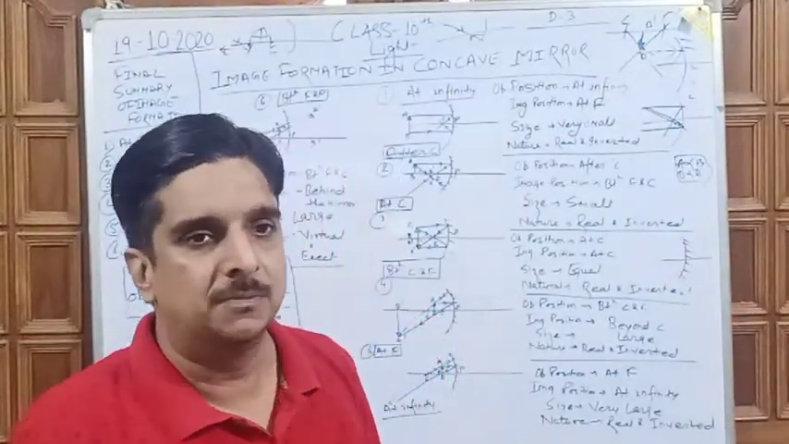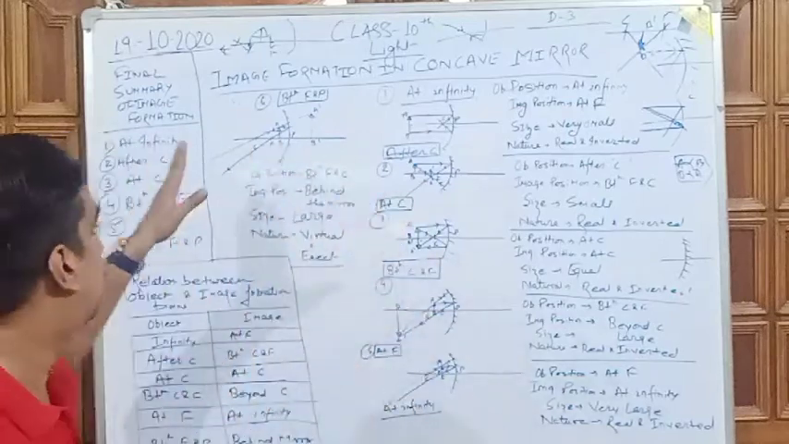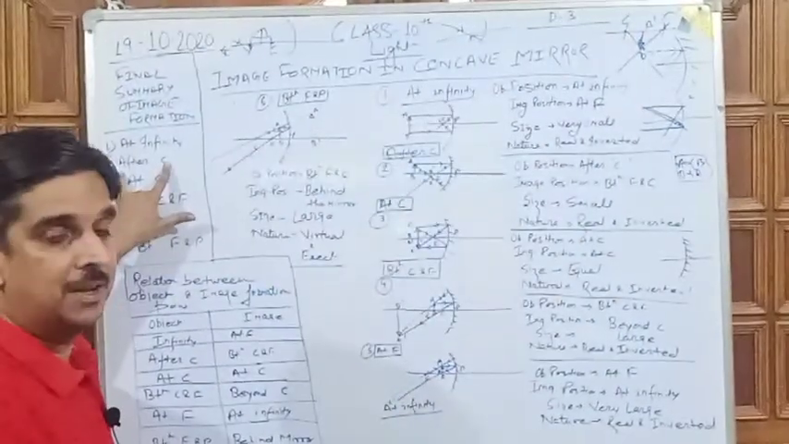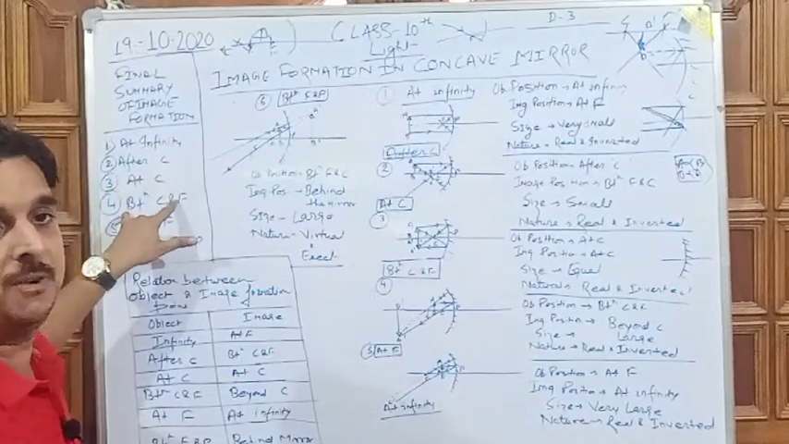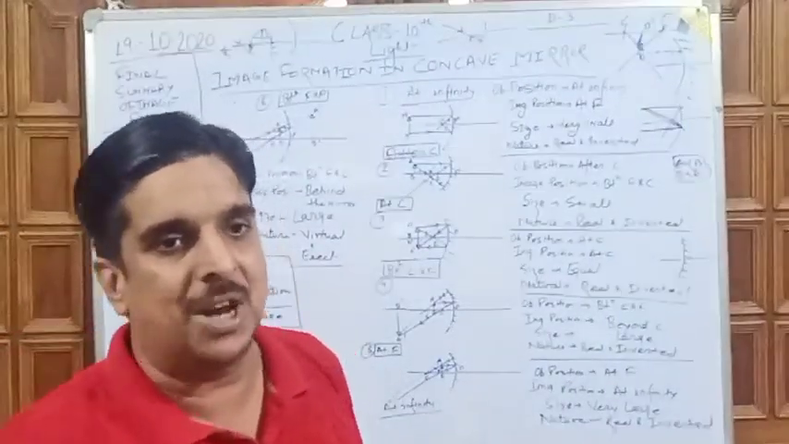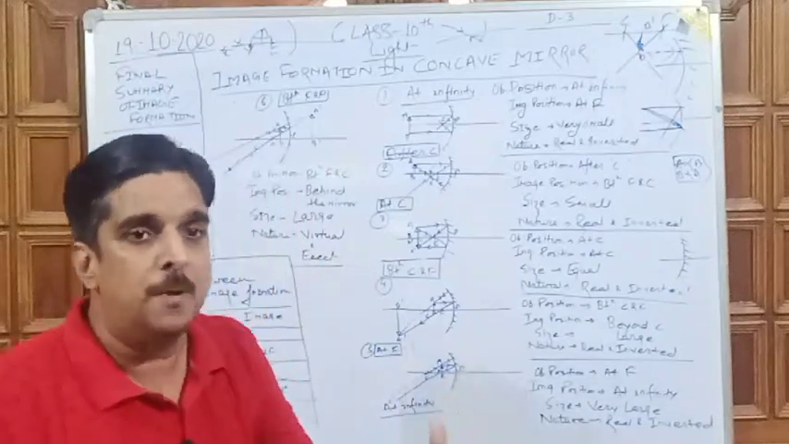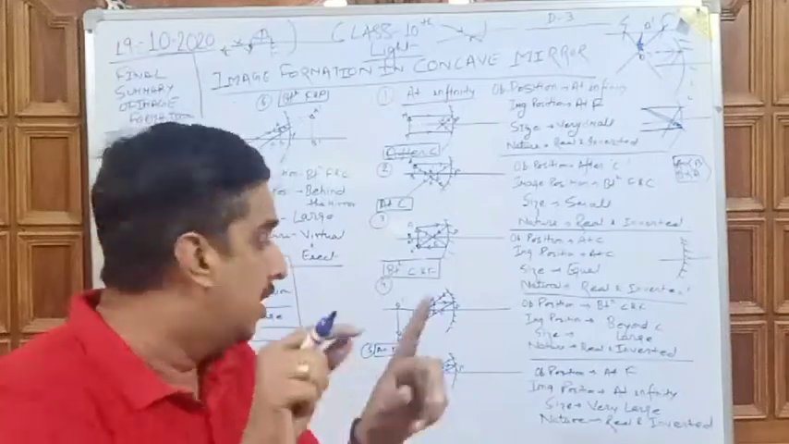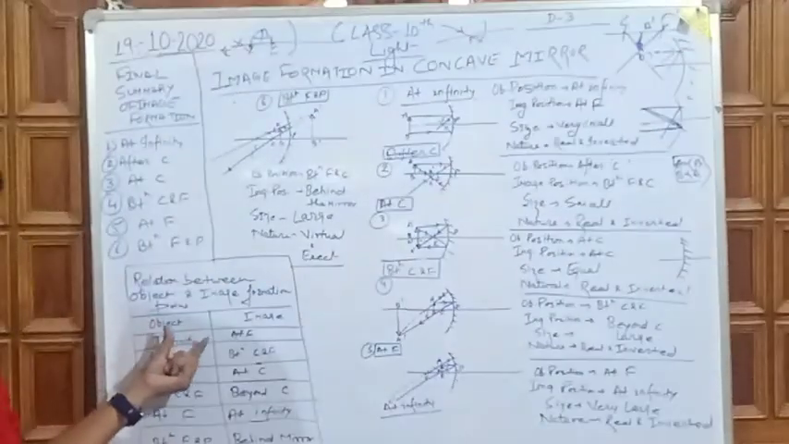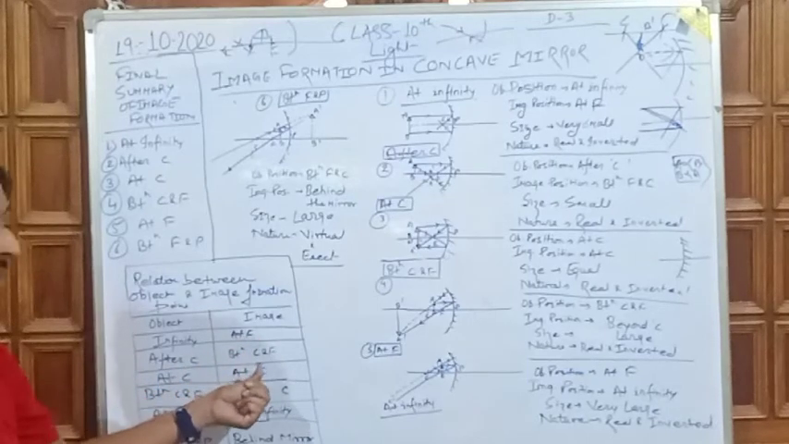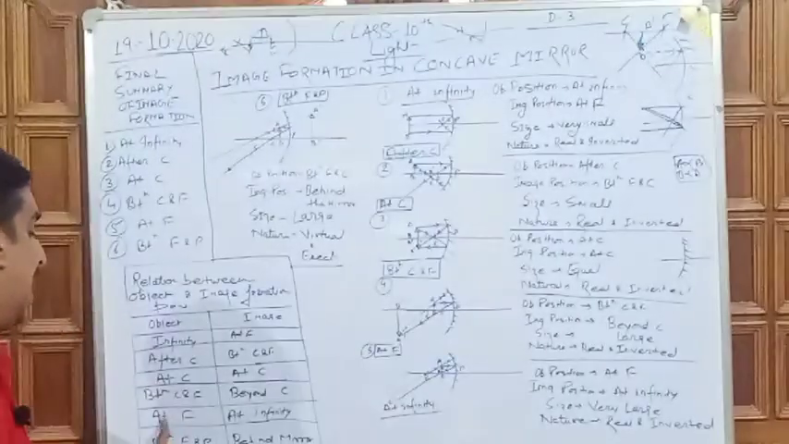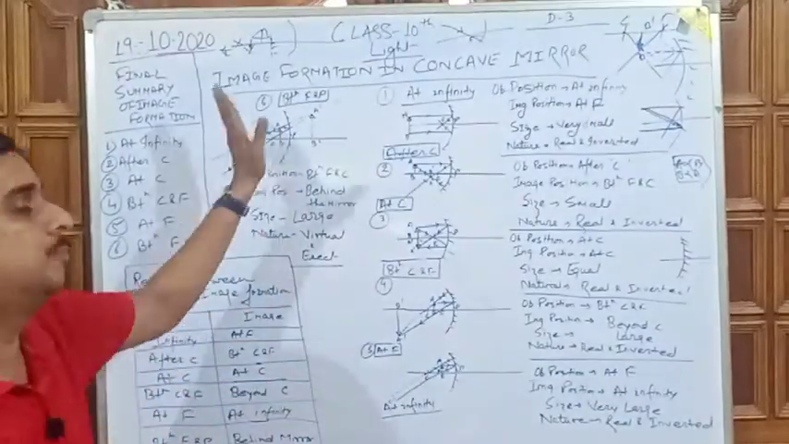So by that we can easily understand the 6 points I wrote here, where the image will form: at infinity, at C, after C, between C and F, at F, between F and P. These are the 6 criteria by which we can easily understand image formation in a concave mirror. For brevity, whenever you make notes, write the conclusion in table form, like object place and image place: infinity at F, after C between C and F, at C same and equal, between C and F beyond C, at F at infinity, and between F and P behind the mirror.